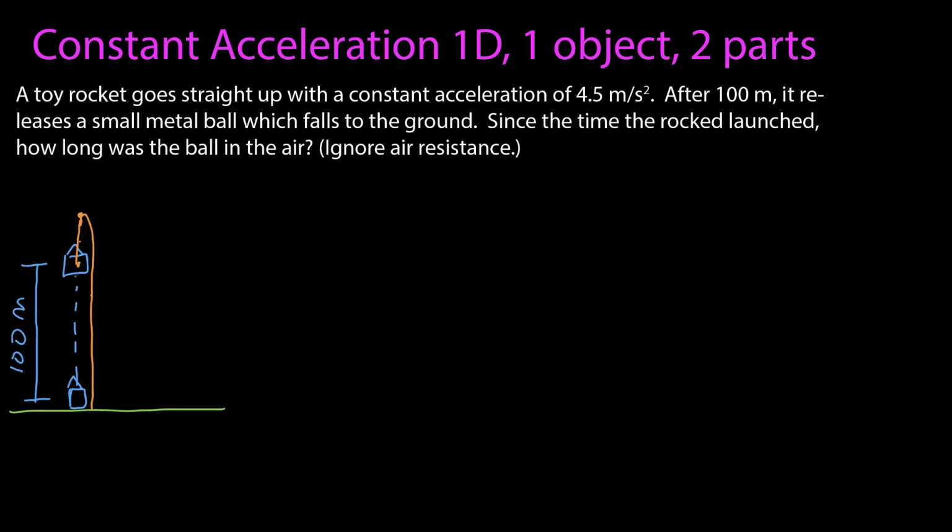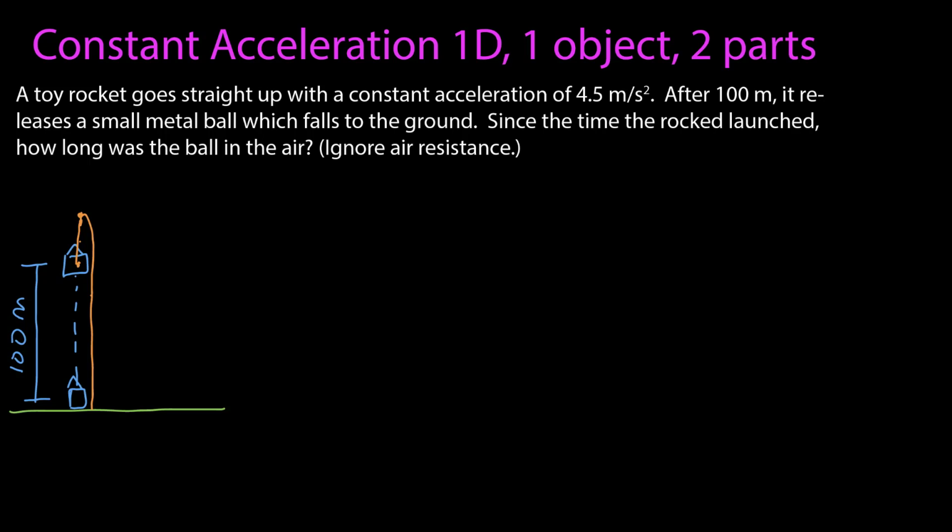The first thing is always a picture. I have a blue rocket. It starts at the ground. It goes up 100 meters, at which point a small ball is released, which I've represented in orange. The ball will go up a little further before it falls back down. If that isn't clear, remember, the ball is moving with the same velocity as the rocket, and so when it's released, it has some upward velocity.